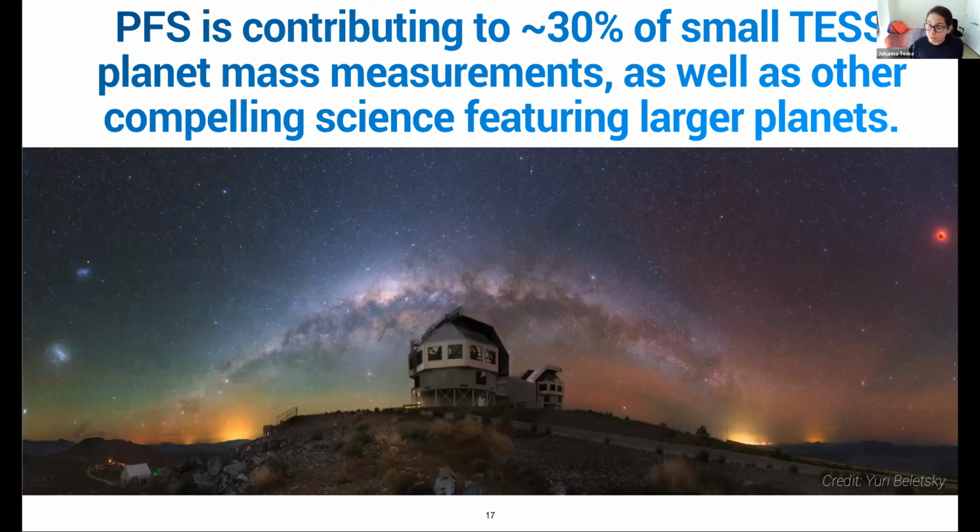So PFS is contributing something like 30% of small TESS planet mass measurements. Not always leading the papers, of course, but contributing data. And then we have those other compelling science cases as well. So that's it for me.